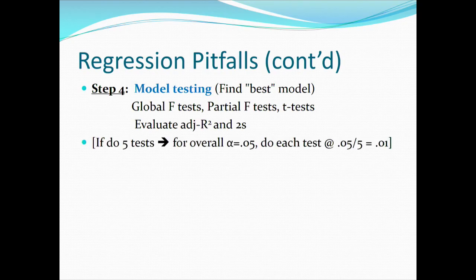You should control your alpha that you test at. One easy way to do that is to divide the alpha of interest to you by the number of tests you're going to do. Say I knew I was going to do 5 tests, and I want alpha to be 0.05, then I conduct each one at 0.01.